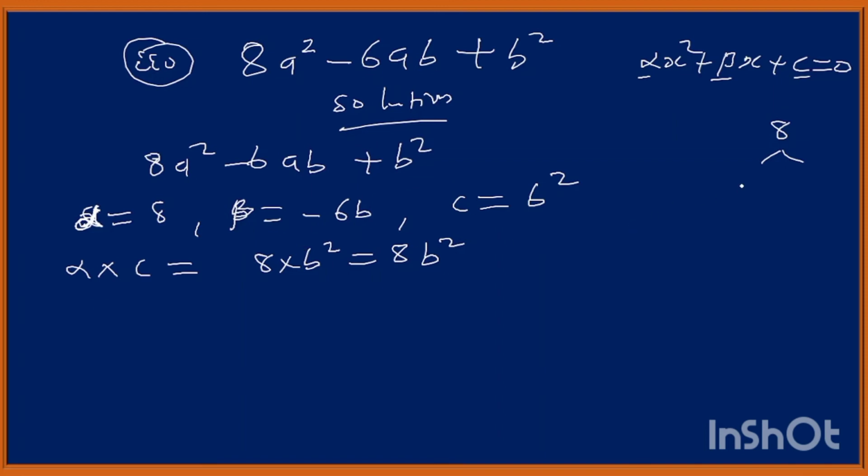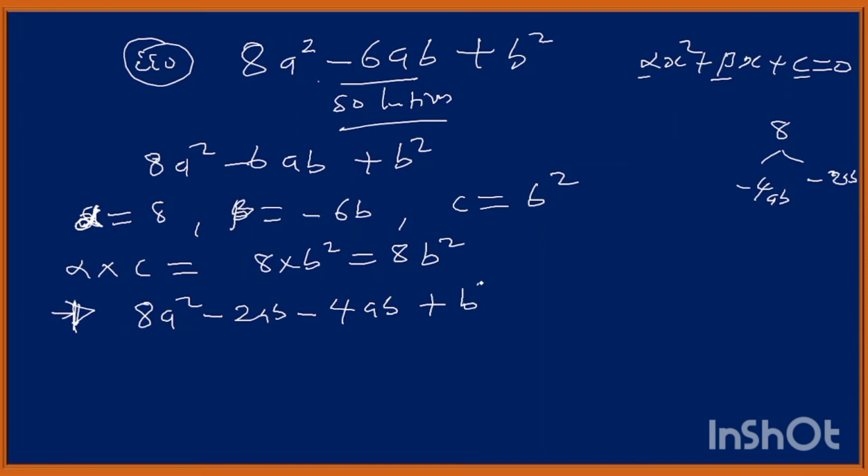So what are those factors? We are looking at minus 4 and minus 2, because if I add minus 4 to minus 2 it will give me minus 6, and if I multiply them it will give me 8. So what we are going to add to it is a and b, because we are dealing with a and b here. So in place of minus 6ab, we are going to put in minus 4ab minus 2ab. So let's do that. So we are going to have 8a squared minus 2ab minus 4ab plus b squared.